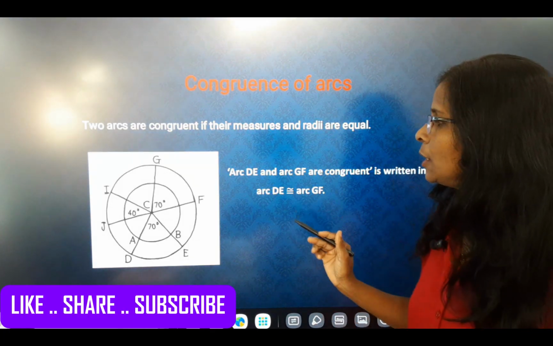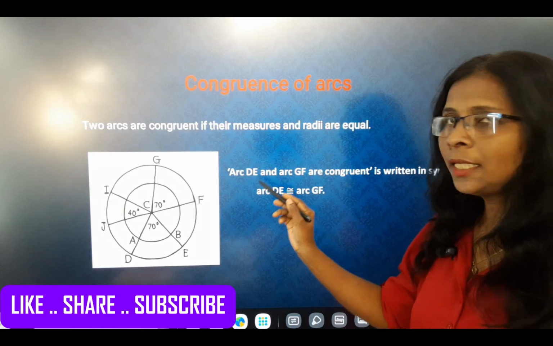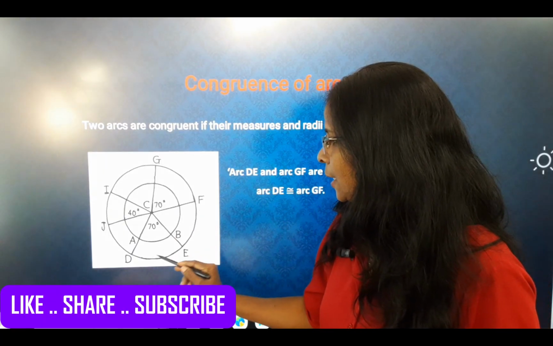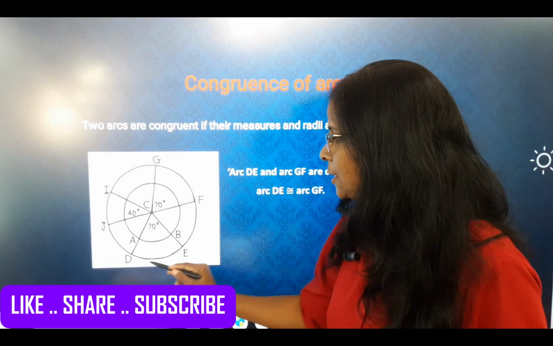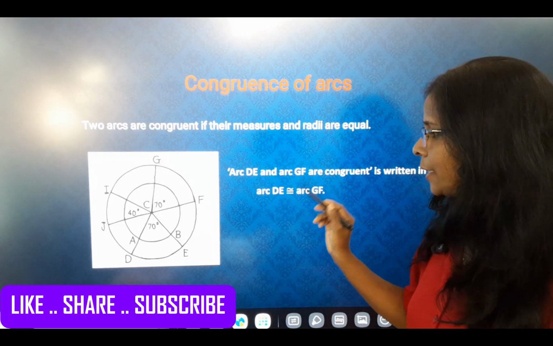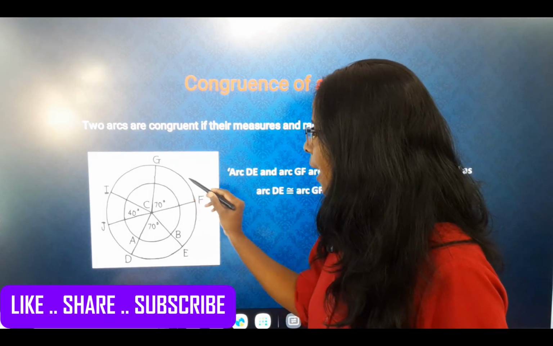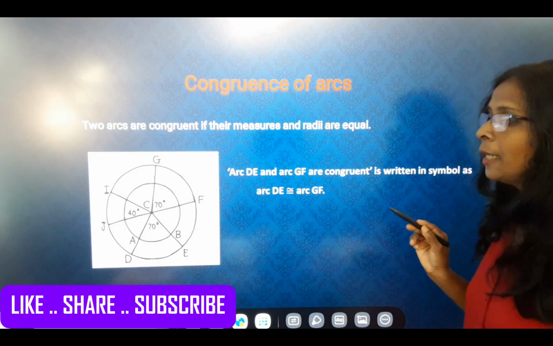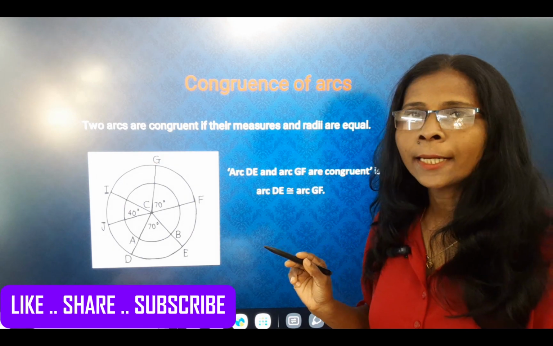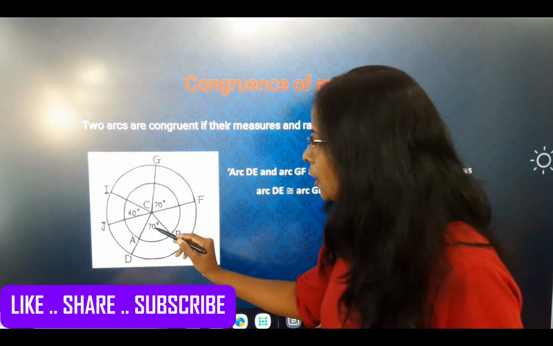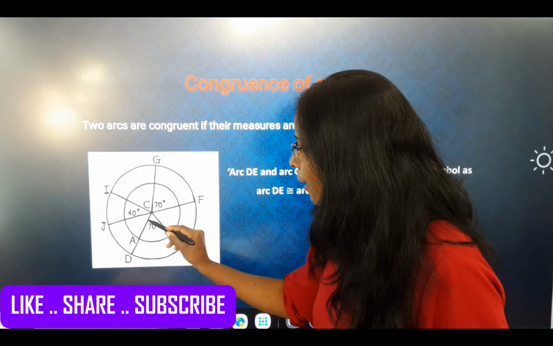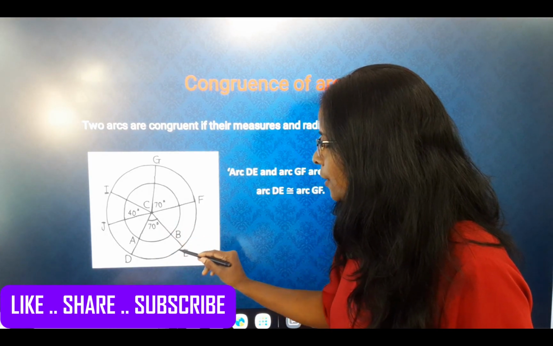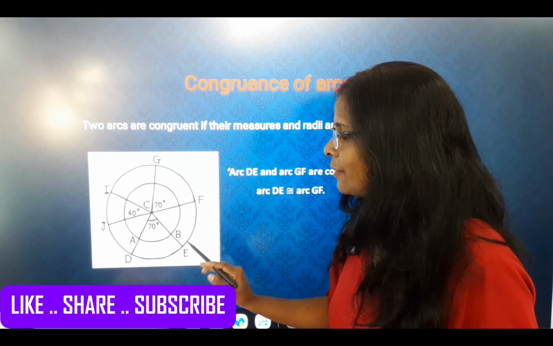Okay. Now here, arc DE. See the figure here. This is the arc DE and this is the arc GF. Are congruent. Why are these arcs congruent? Because the central angle of this arc is equal to 70 degrees.